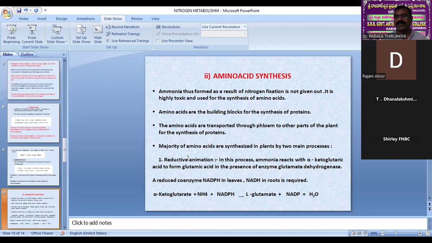The first one is reductive amination. In reductive amination, ammonia reacts with alpha-ketoglutaric acid to form glutamic acid in the presence of the enzyme glutamate dehydrogenase. This alpha-ketoglutaric acid is available from the Krebs cycle, the amphibolic pathway, also called the citric acid cycle or tricarboxylic acid cycle. Through that cycle, alpha-ketoglutaric acid is available as an abundant source. It combines to form glutamic acid, which is one of the amino acids. And remember, my dear friends, this process depends upon the glutamate dehydrogenase enzyme.